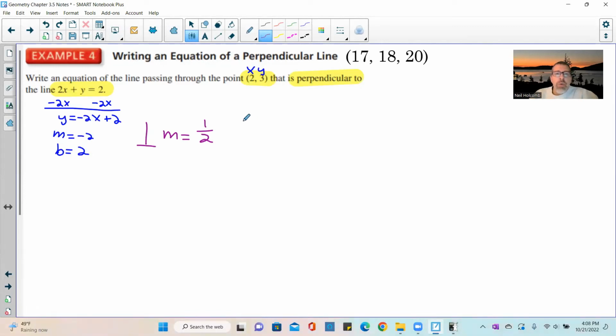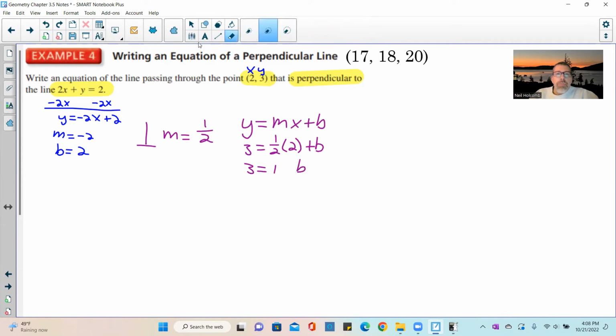on that line. So I write the equation y equals mx plus b. Substitute my givens. Y is 3, m is 1/2, x is 2, and I'm trying to find b. 3 equals 1/2 times 2, which is 1, plus b. To get b by itself, I need to move this 1 over to the other side by subtracting. 3 minus 1 is 2, and therefore my y-intercept is 2.